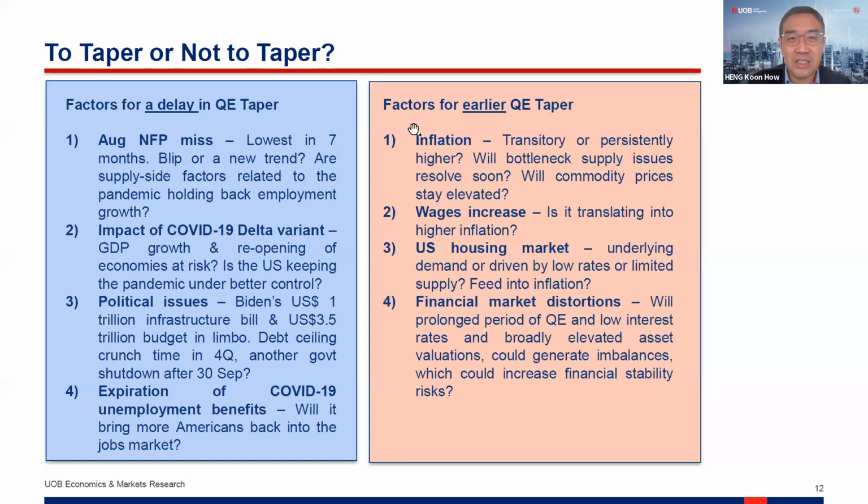Now, we've seen all the charts earlier on. Now, the uncertainties, the event risks that call for a delay in Fed tapering, that call for a delay in the normalization of Fed monetary policy, are a bit more difficult to quantify.